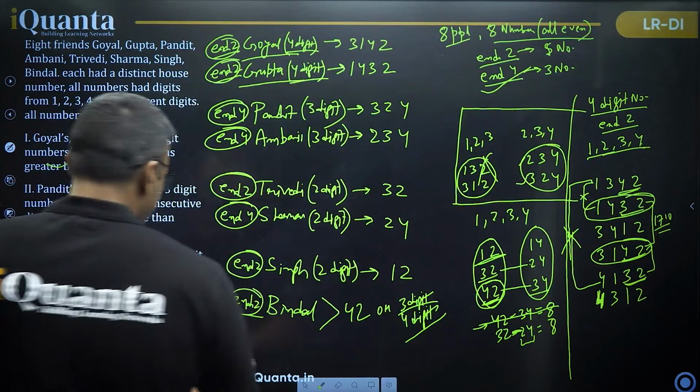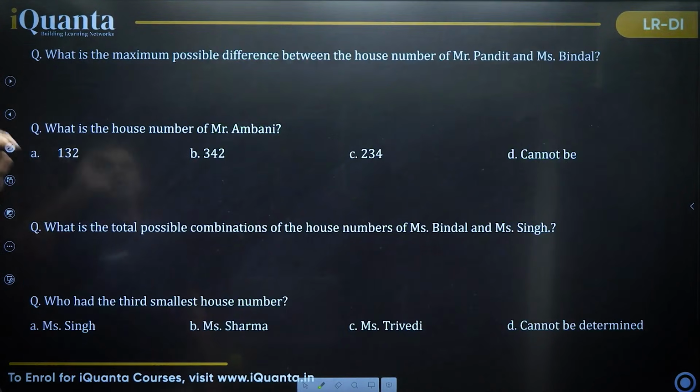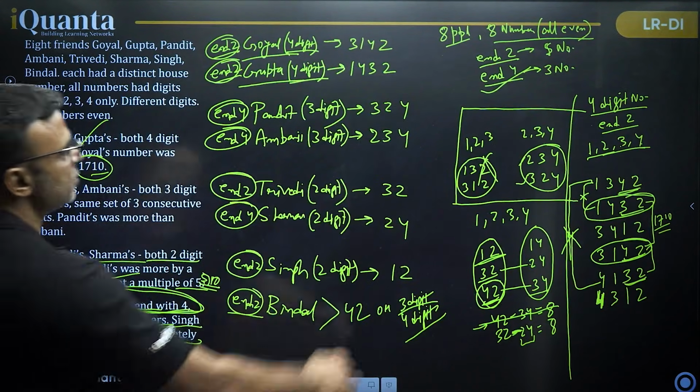Okay, so we have resolved everything till now. Now let's take a look at the questions. What is the maximum possible difference between the house number of Mr. Pandit and Miss Bindal? Oh, Mr. Pandit's house number is 324.